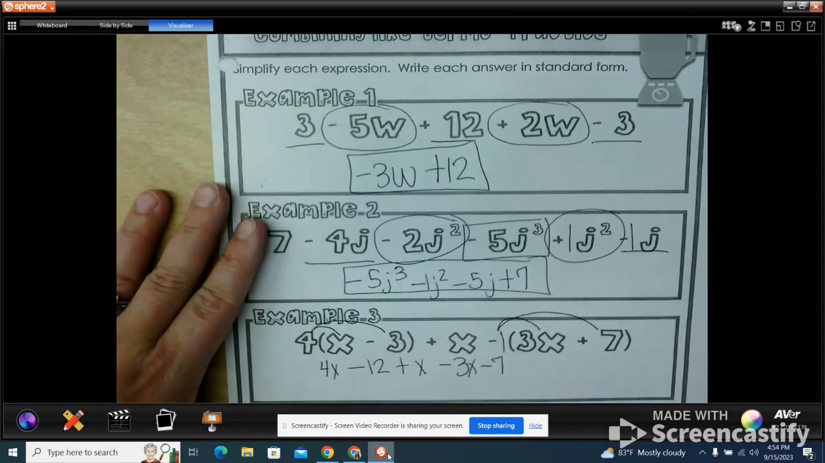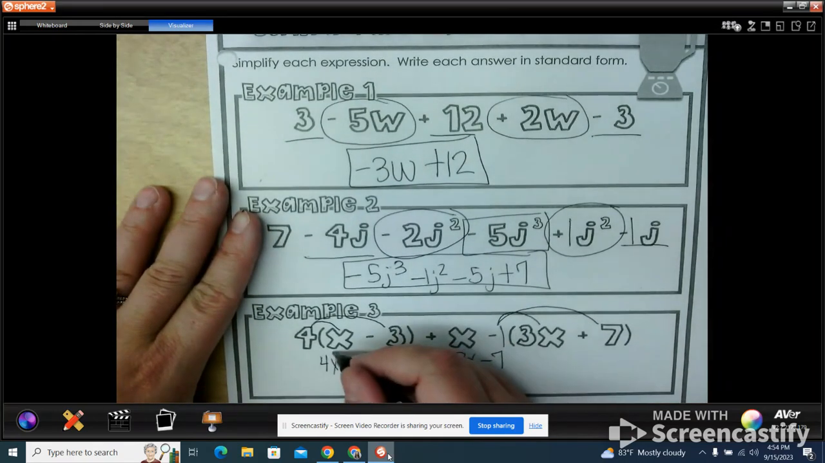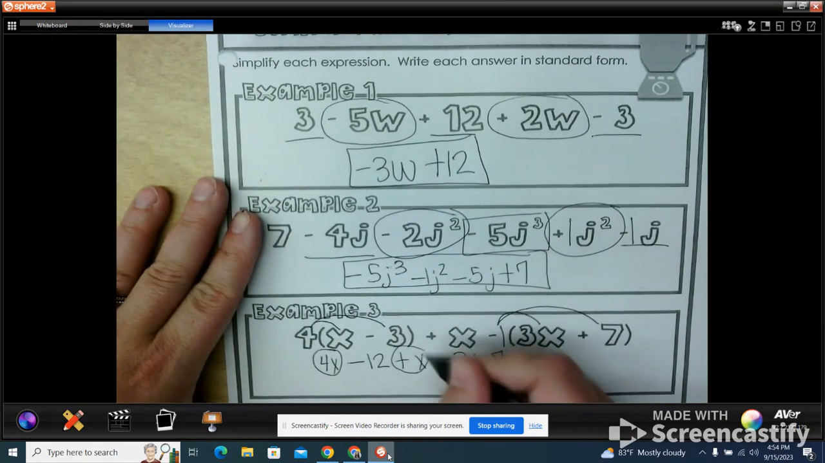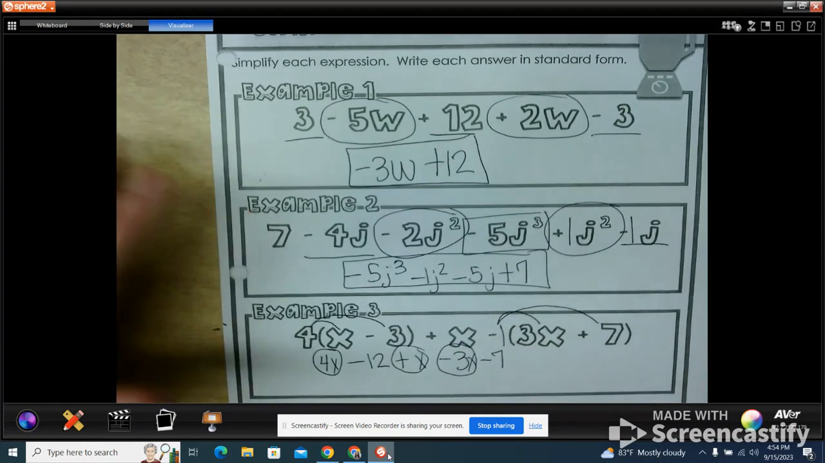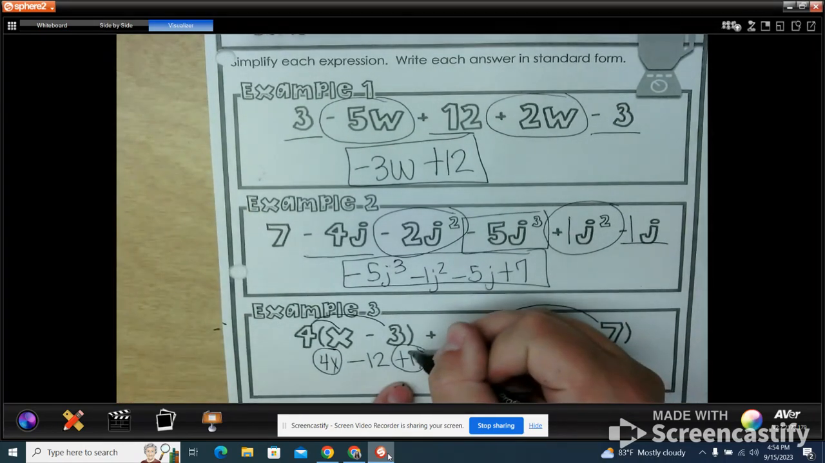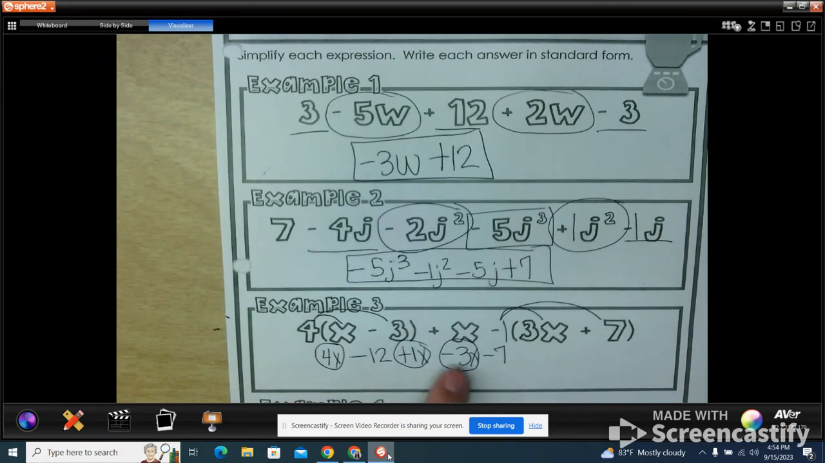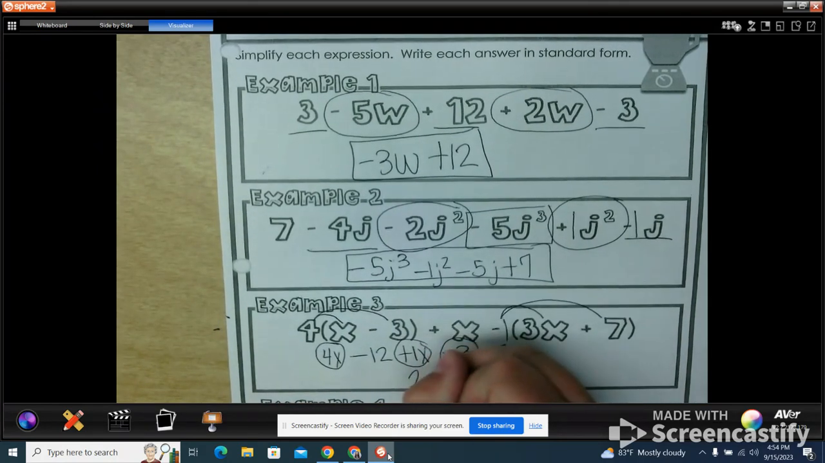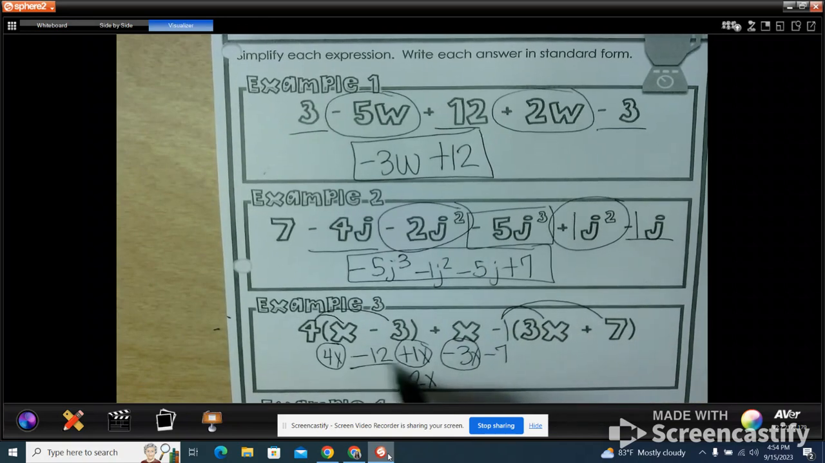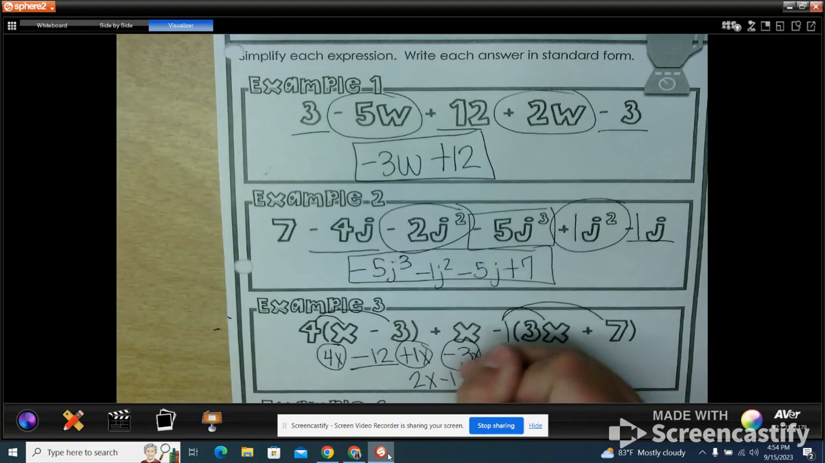Now we can combine. So we're going to combine our x's. So 4x plus x minus 3x. So that x, again, is just a 1x. So 4 plus 1 is 5, minus 3 is 2x. And then I have negative 7 and negative 12, and that combined is going to be negative 19.